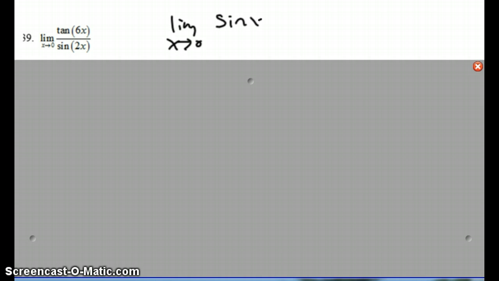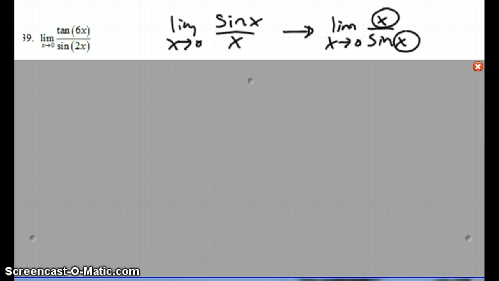sine x over x. Or as we said in class, we could use the reciprocal of that. And the important thing here is that the input be the same as that x value. The input for sine be the same as that thing in the denominator, or in this case, the same as the numerator. So if we can make that happen in at least one place, possibly we can make it happen twice, we'll be able to solve this limit.